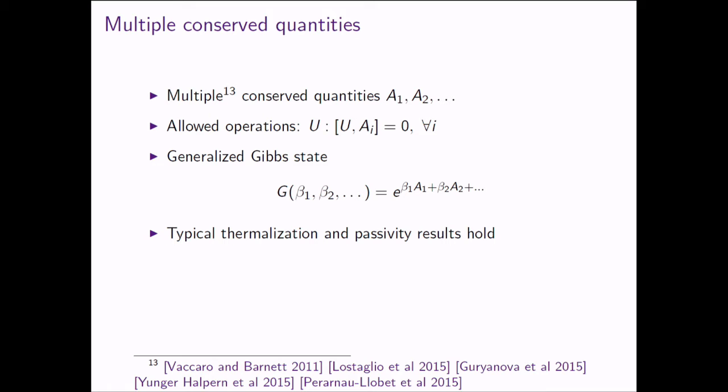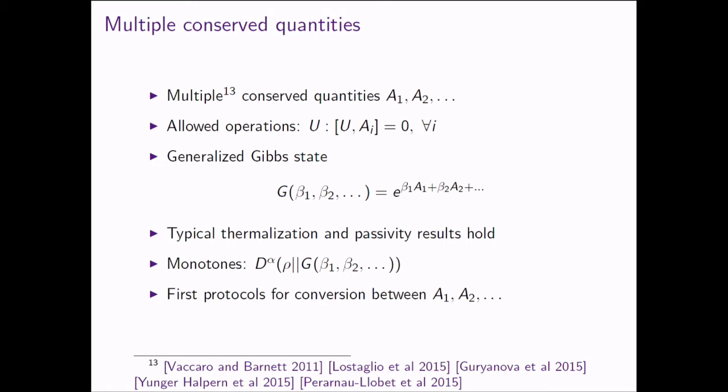And again, all these typicality thermalization results apply. So in particular, the static thermalization results. If you take a maximally mixed state on the big system, then locally it appears to be like this. Also, the passivity results hold here. And the monotones you get, not surprisingly, again, are this fake distance, this divergence to the generalized Gibbs state.